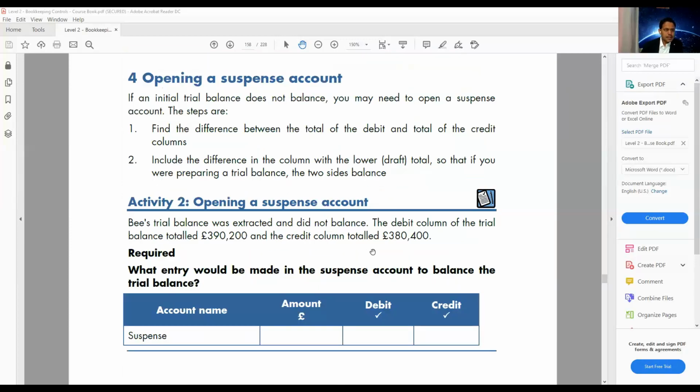Okay, opening a suspense account. Please quickly read this question, opening a suspense account. And let's do the activities.